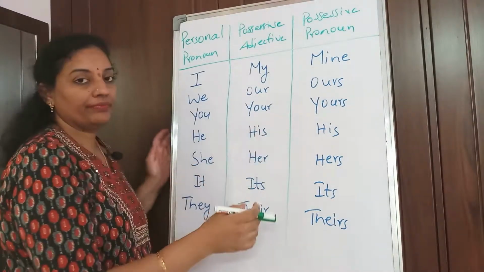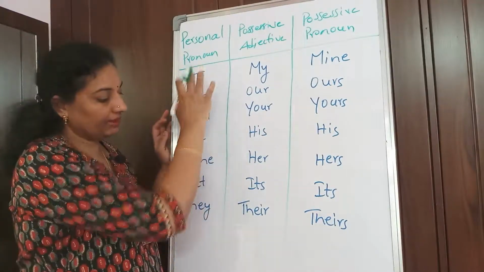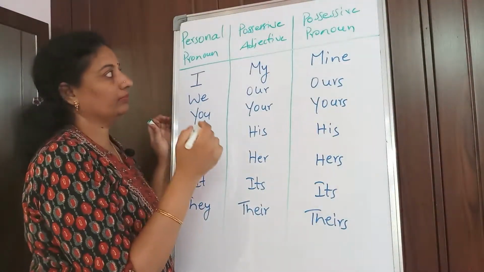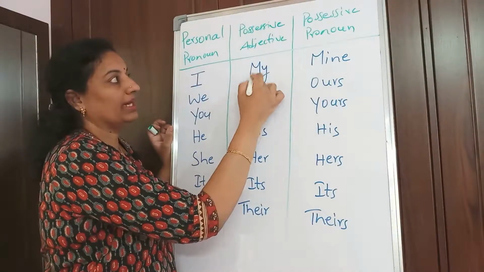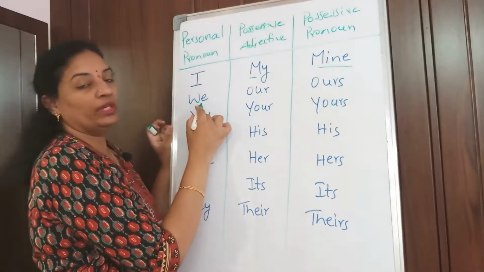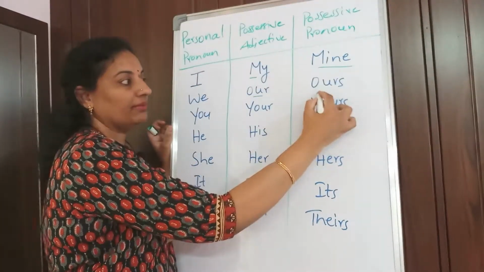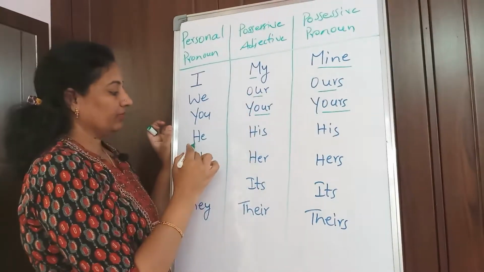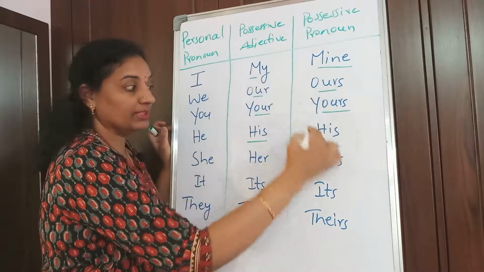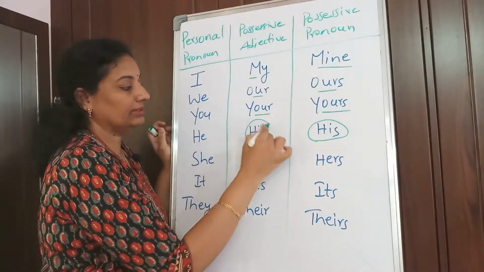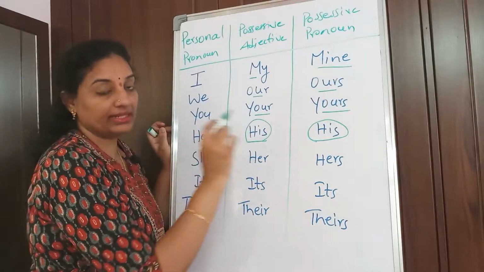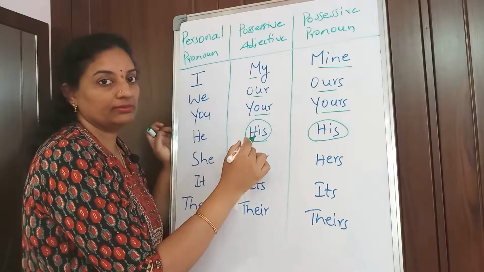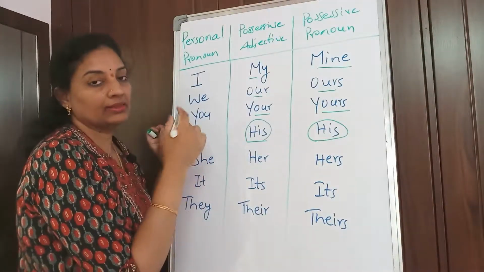Let us look at their forms for personal pronouns. All seven personal pronouns, their possessive adjective forms and their possessive pronoun forms. Let us sum them up. I, possessive adjective is my, possessive pronoun is mine. We, possessive adjective our, possessive pronoun ours. You, possessive adjective is your, possessive pronoun is yours. He, possessive adjective his, and possessive pronoun is also his only. These two are same in both the forms, but their nature is different, as I have told you. If his is followed by a noun, you can identify it as possessive adjective. If it stands on its own, then you can identify it as possessive pronoun.